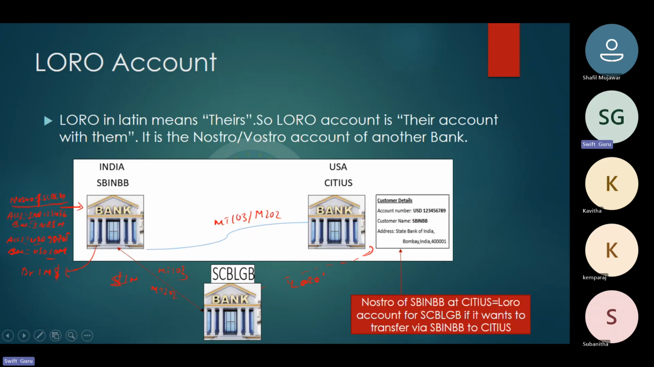And Loro has a definition. Loro means it is their account with them. So in this case they are in a position where they can say it's a Loro account. It is a Nostro or Vostro account of some other bank.